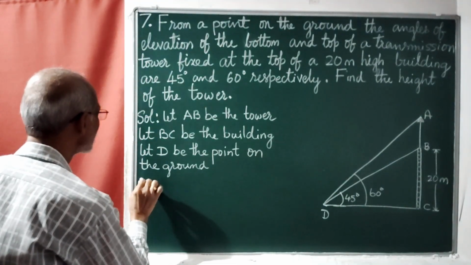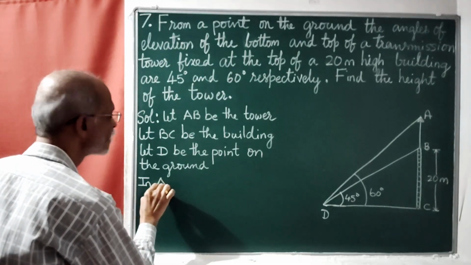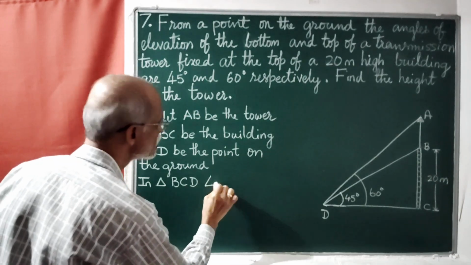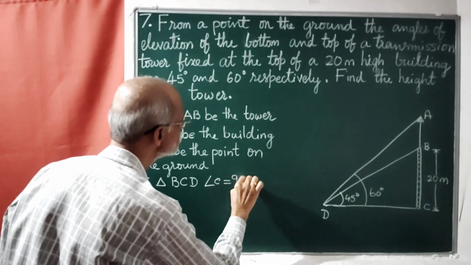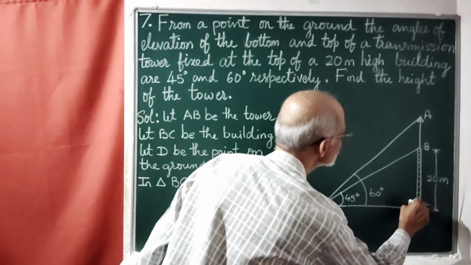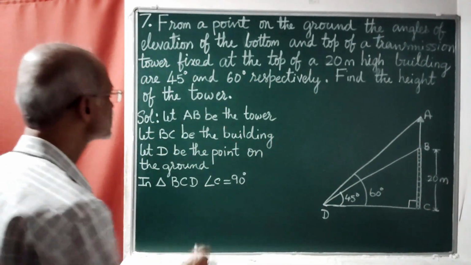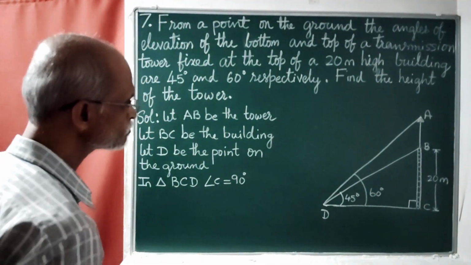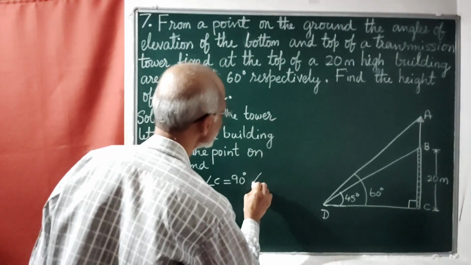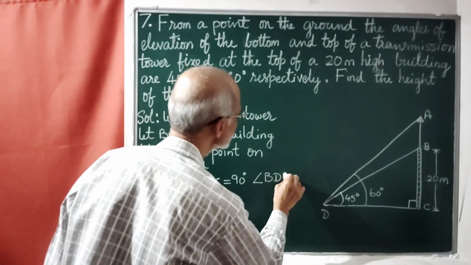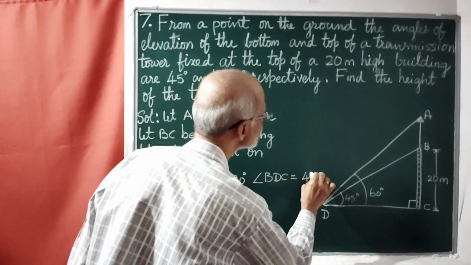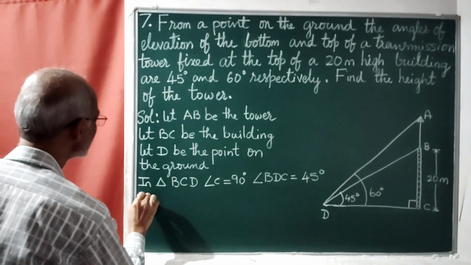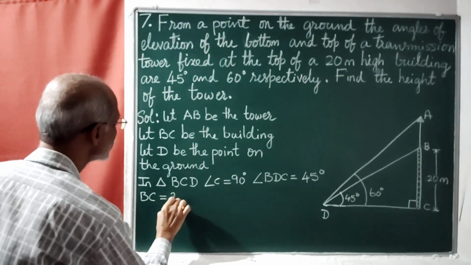So in triangle BCD, angle C is equal to 90 degrees. Angle BDC is equal to 45 degrees. BC is equal to 20 meters.